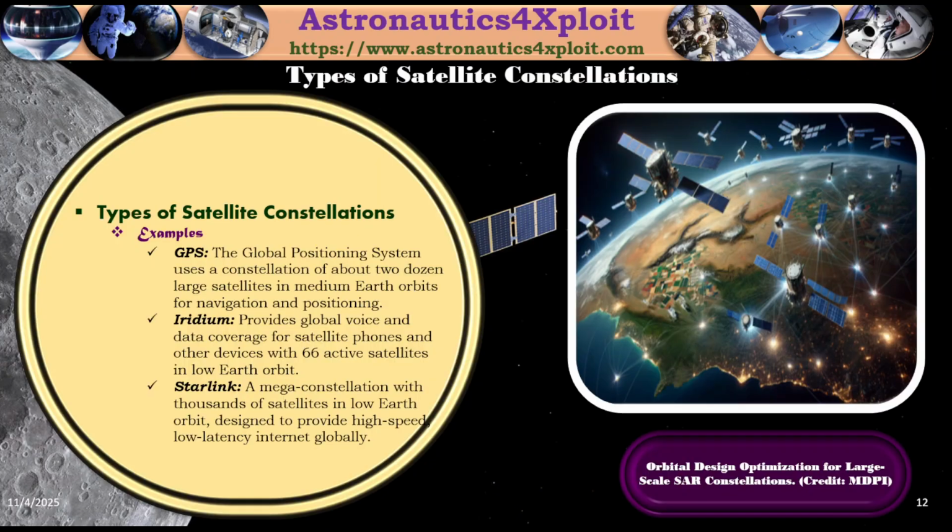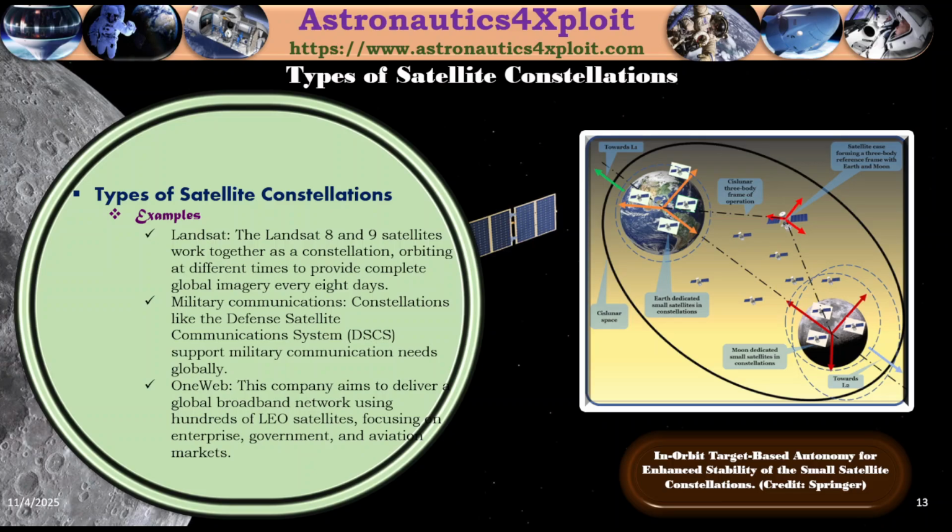Types of satellite constellations. The different types of satellite constellations are GPS. The Global Positioning System uses a constellation of about 24 large satellites in medium Earth orbit for the purpose of navigation and positioning. Iridium provides global voice and data coverage for satellite phones and other devices with 66 active satellites in low Earth orbit. Starlink is a mega constellation with thousands of satellites in low Earth orbit. Orbital design optimization for large-scale SAR constellation is shown in this picture.